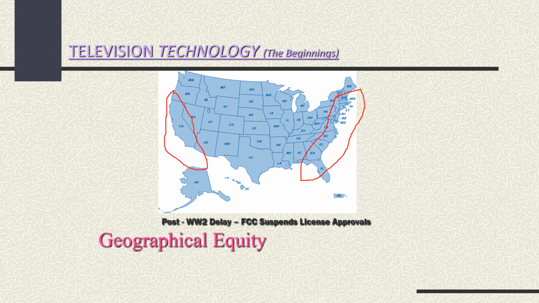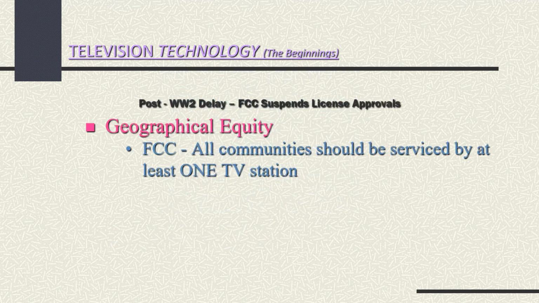What the FCC wanted to do was not just make television available to the East Coast and the West Coast, but also to Eau Claire, Wisconsin, Casper, Wyoming, Zanesville, Ohio. What the FCC wanted is that television should be available all across the country, not just in large populated areas. So what they determined was we want the American people, everyone in the United States, to have access to at least one television station.